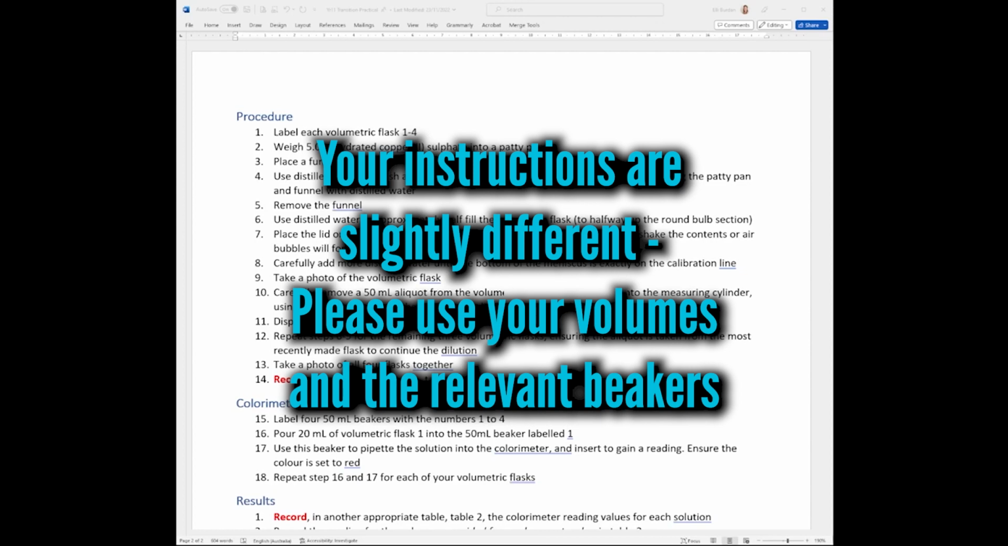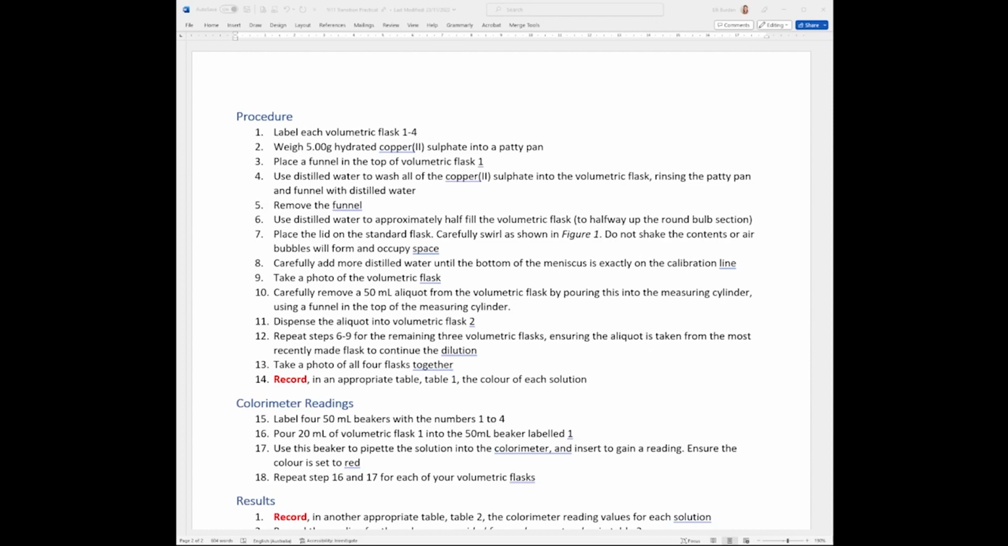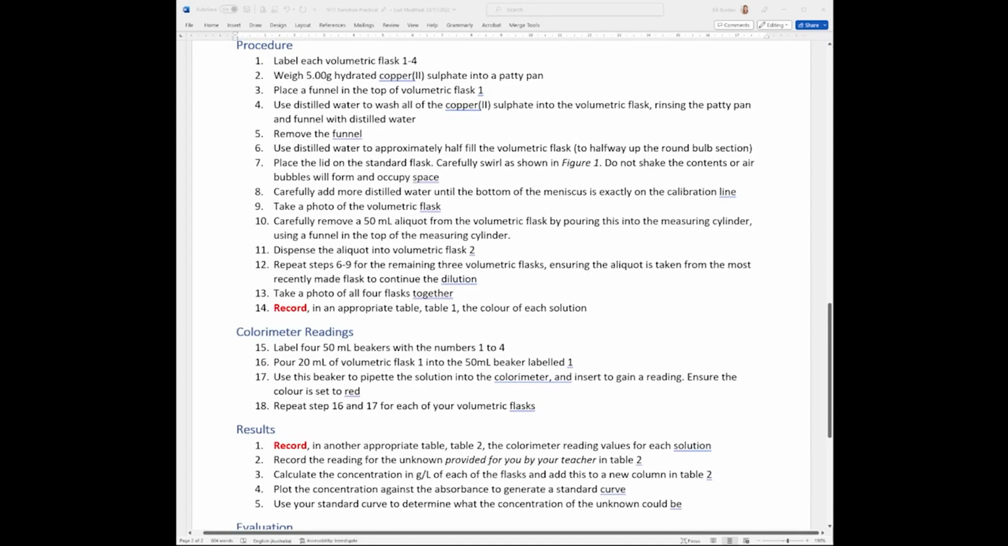And if we've got a 100 ml standard flask and you've taken out half of it, I'm hoping you can figure out your dilutions. Then we repeated those steps, ensuring each aliquot was taken from the most recently made flask and continued that dilution by half all the way down.